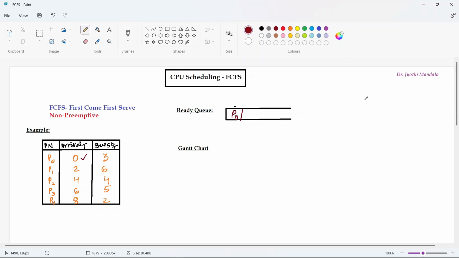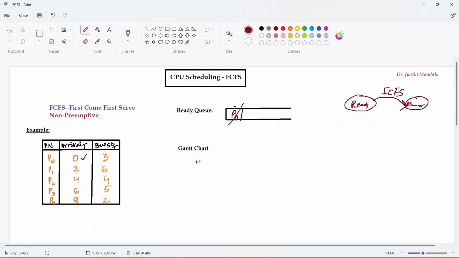Okay, I think you all are recollecting that one, ready queue. This means ready state, and this one is our running state, right? Now this is our ready queue, the only process available. So from here you need to send one process to the running state. So we are using FCFS algorithm here, right? Now P0 has been selected.